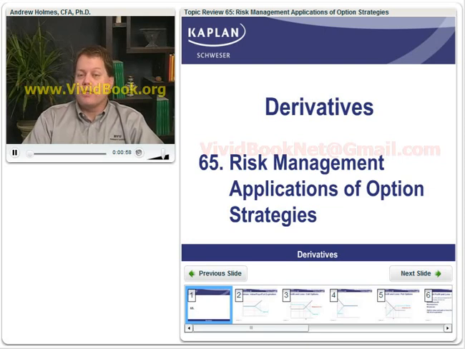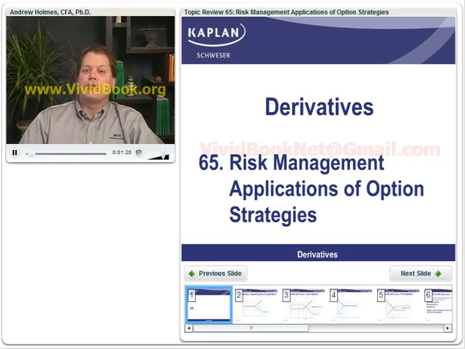So we're going to talk about covered calls and protected puts, and you'll see that there's not a lot to it, but when you take the derivative contract and combine it with the underlying or some other fundamental asset, you can create very unique and clever payoff diagrams. So we'll see some simple examples of that here.